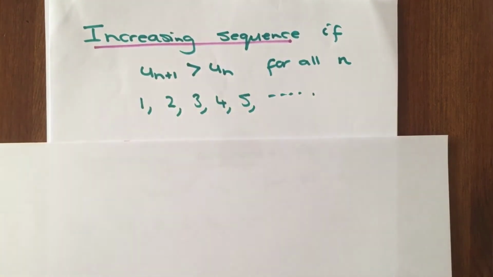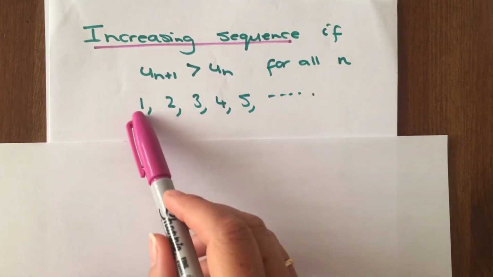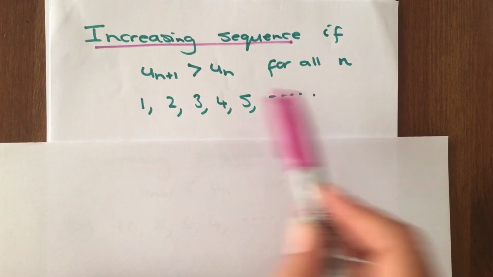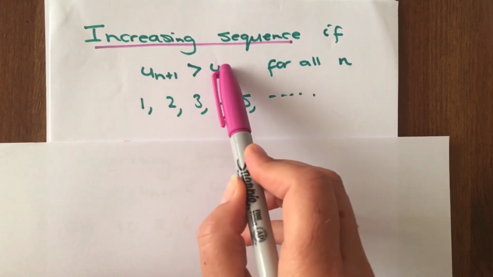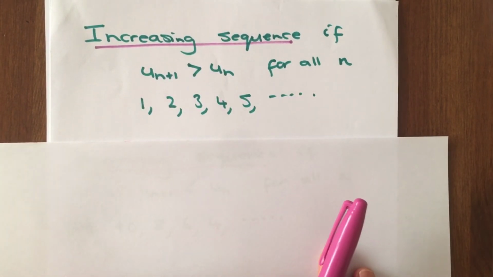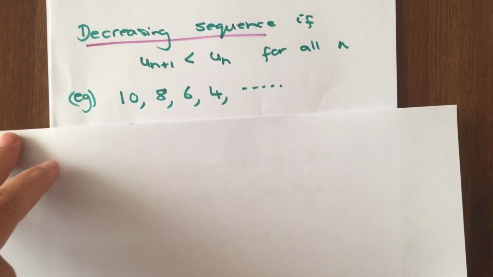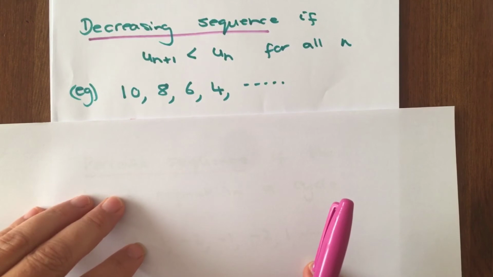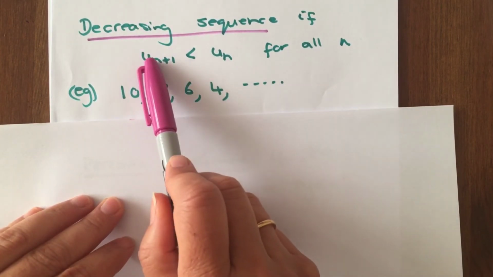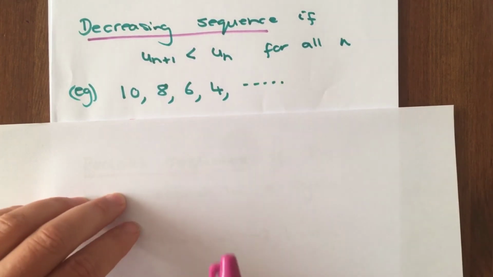Okay, so definitions. What's an increasing sequence? An increasing sequence is just numbers that go up. So the next term is always bigger than the term before. Write these definitions down, please. A decreasing sequence is the opposite. It goes down. So the term afterwards is less than the term before.